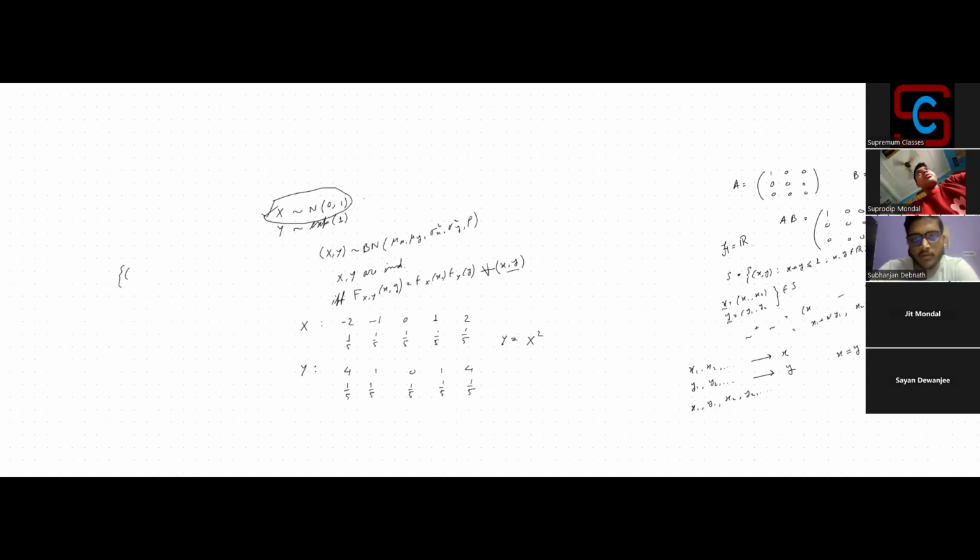Not normal anymore. But if you square it, will you end up with chi-square 1? Yes, I will end up with chi-square 1. Did you get it? Yes, I get it. So now chi-square 1, can you comment on its symmetry, or rather, any chi-square n, its skewness? Chi-square is a positively skewed distribution.